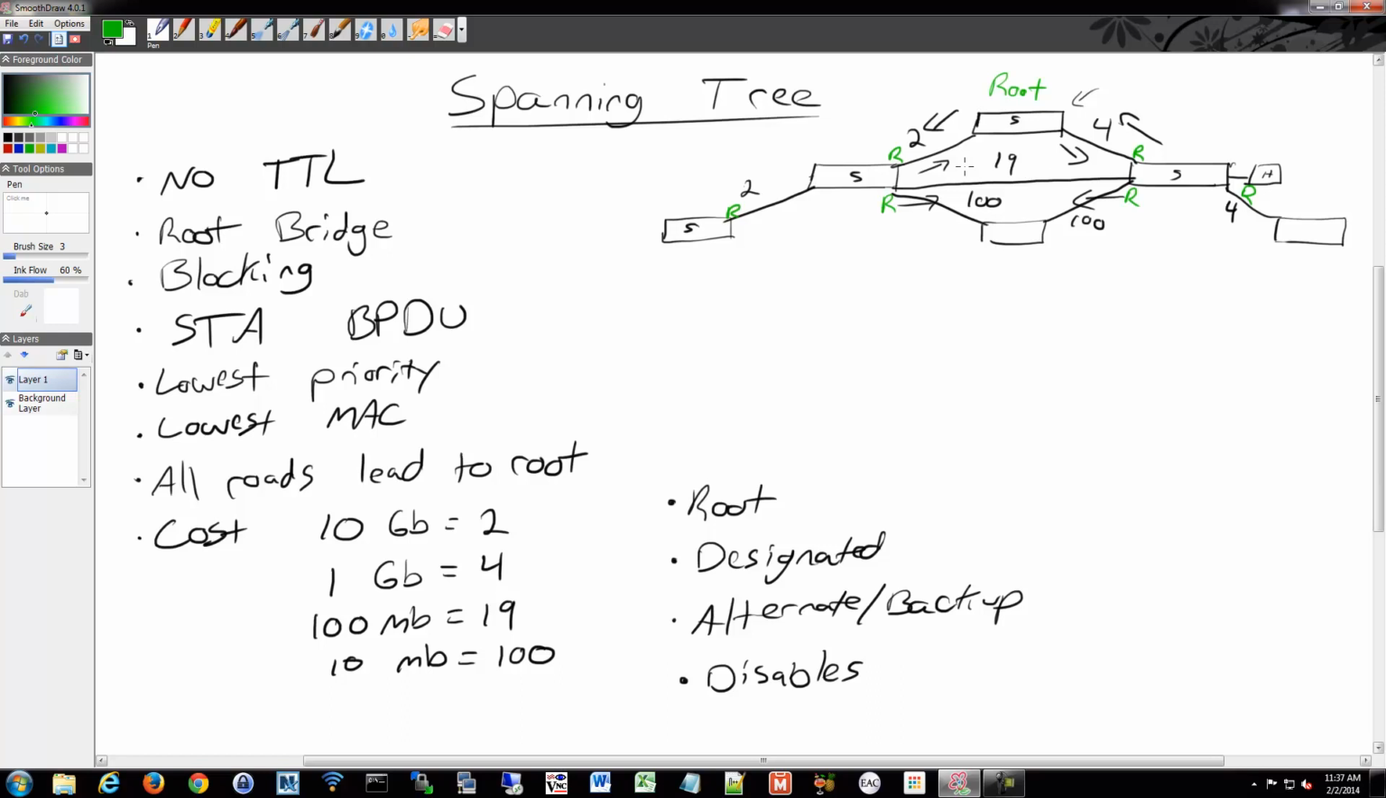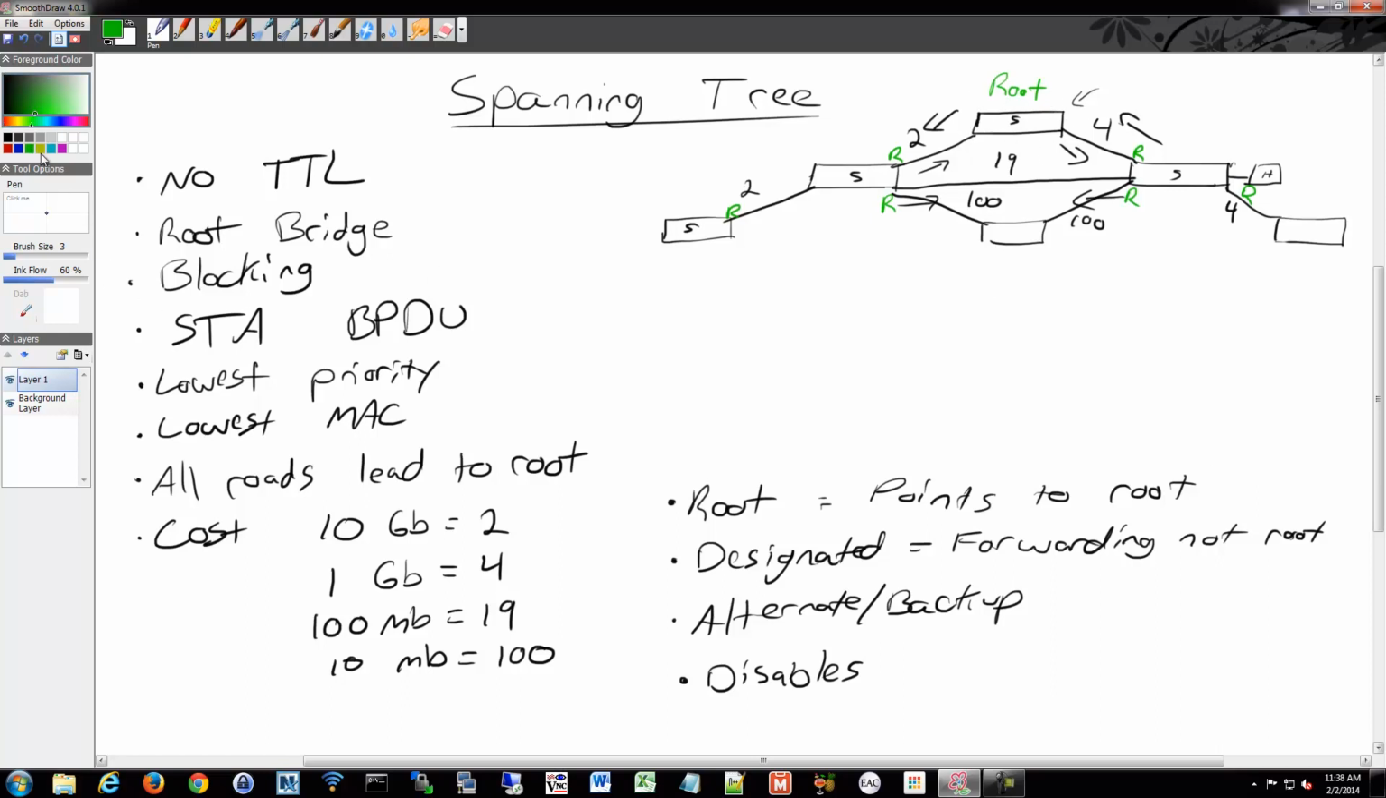This other link here, for example, is going to be either designated or alternate. So one side here is going to be designated, and one side is going to be alternate. Designated, let me write this down first for root. So root points to root essentially. Designated means that it's in forwarding status, but it's not root. So that's basically all non-root ports. And you'll notice on the root switch I didn't write any statuses yet.